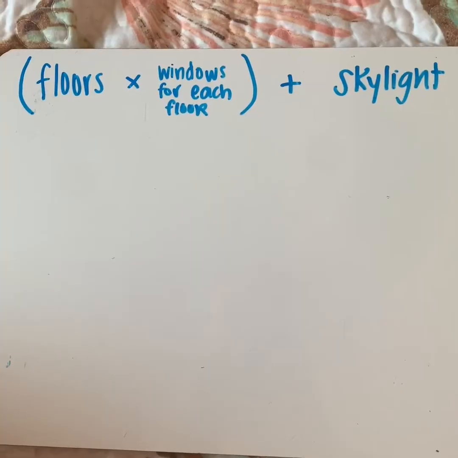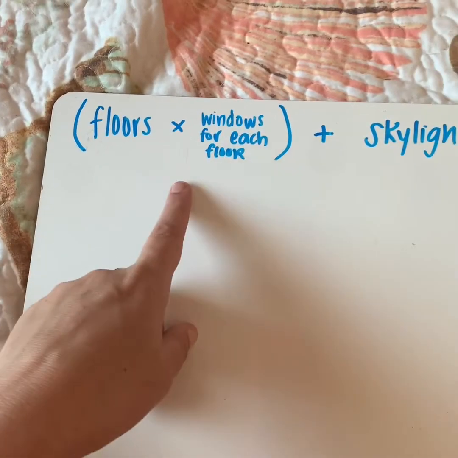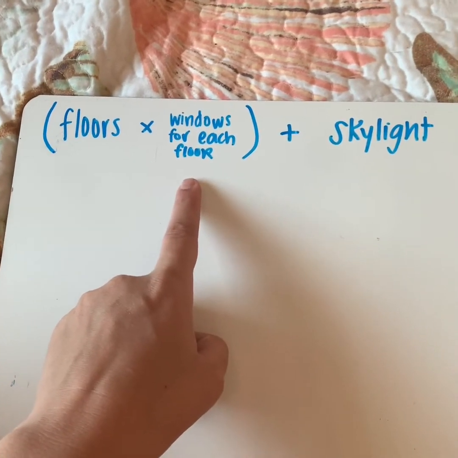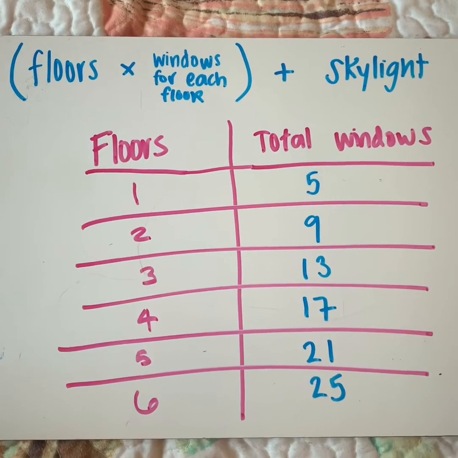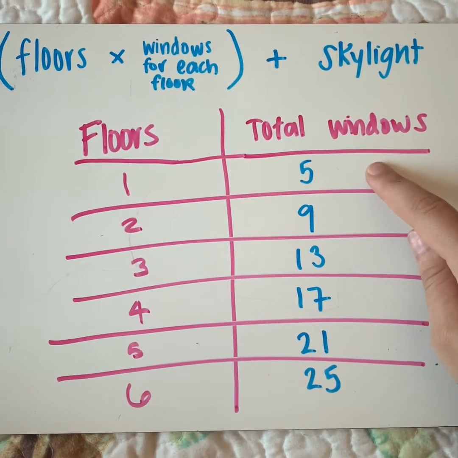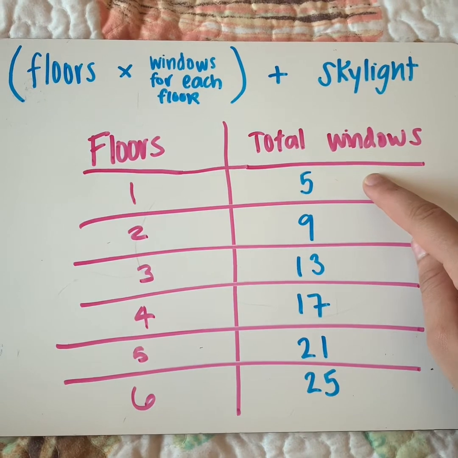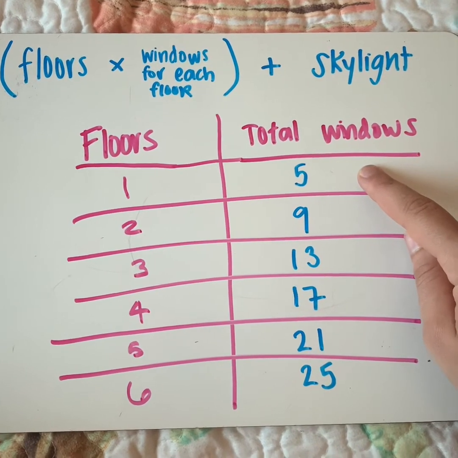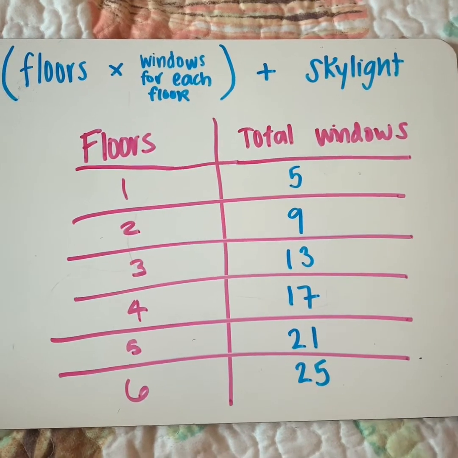Okay, so Stitch explained that we could make a table and see our noticings. So I know I have my formula with the number of floors times the windows we put on each floor plus however many skylights we have. So by using that formula, we know that in a single tower, there are 5 windows on the first floor and we're adding 4 windows each time. And then we make sure to put our skylight on top. So we get 9 on the second floor, 13 on the third floor, and so on.